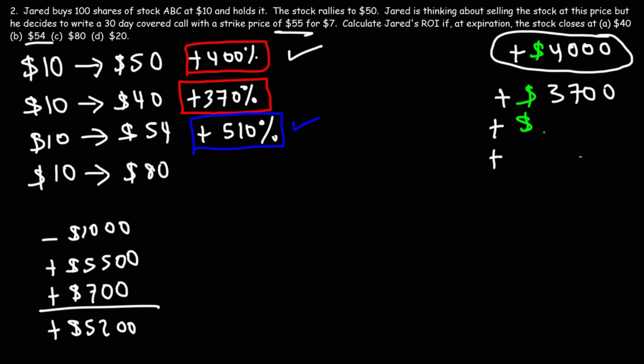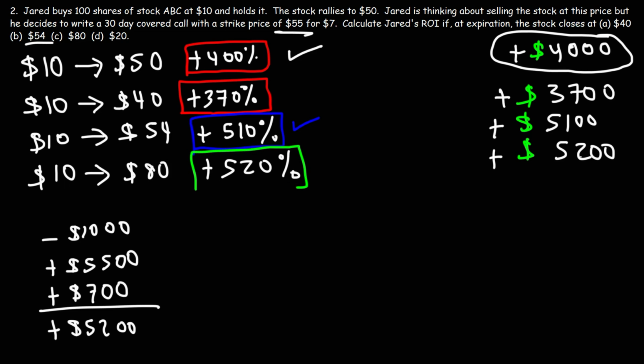So here it was 5,100, but now it's 5,200. And so his return on investment is going to be 520%. So this number right here, 5,200, is his maximum profit. In the first three cases, he maintains ownership of the shares because the price of the stock didn't close above the strike price. But in this situation, he has to give up his shares. But this would be the ideal situation.